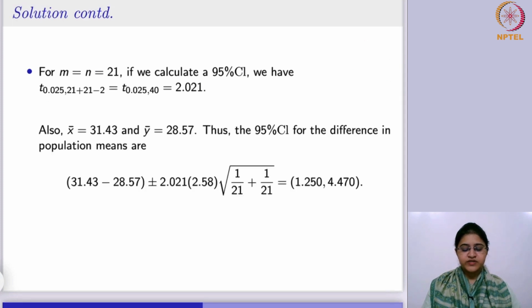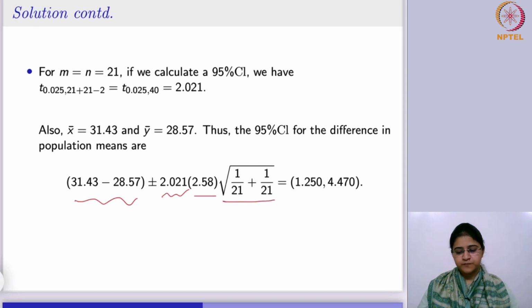Now since x bar and y bar can be calculated from the data, we can finally substitute them over here. So this is your mean, x bar minus y bar. This is basically your t value, this is sp, and this is 1 over m plus 1 over n. If you simplify and solve this, the interval that you get is this one.